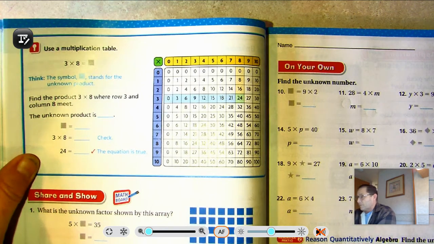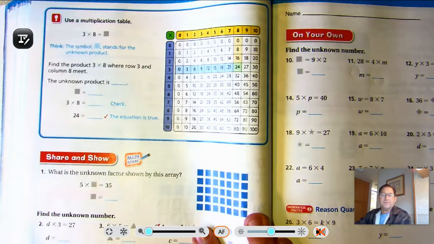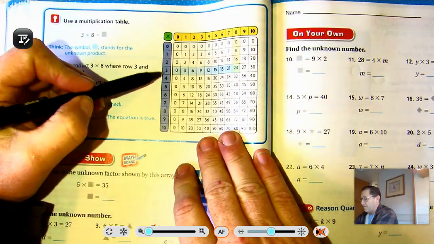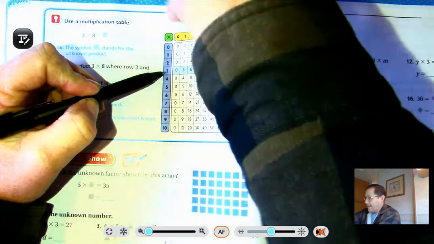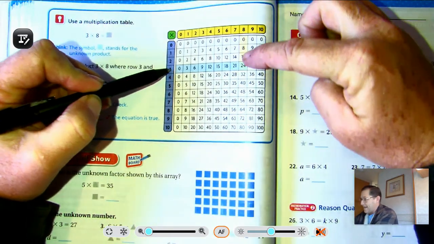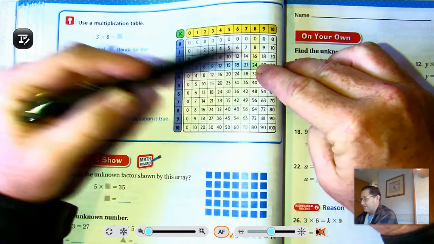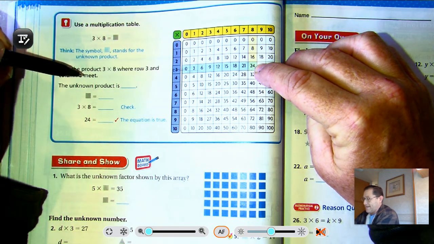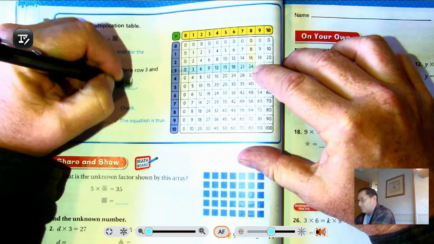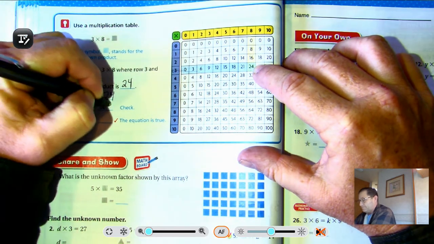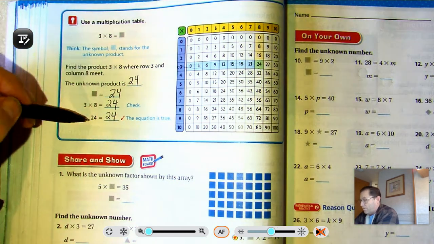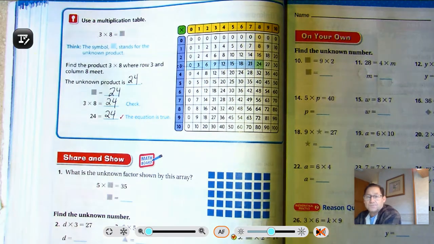Page 194. Okay, use a multiplication table is another method. And so here we know 3 times 8 equals what? Well, we find where 3 going down and 8 going across, where do they intersect? The 3 and the 8 intersect at 24. So it says find the product 3 times 8 where row 3 and column 8 meet. The unknown product is 24. Okay, so 3 times 8 equals 24. 24 does equal 24, so the equation is true.